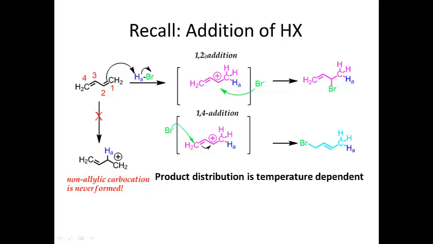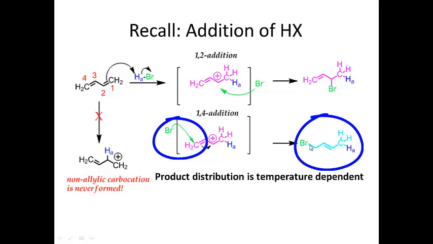We call this one 1,2 addition because if we start numbering here, 1, 2, 3, 4, and the plus charge is on carbon number 2, then bromine attacks directly at carbon number 2. If bromine attacks at the 4 carbon and shifts the double bond over, then we get this product, and this would be called 1,4 addition.